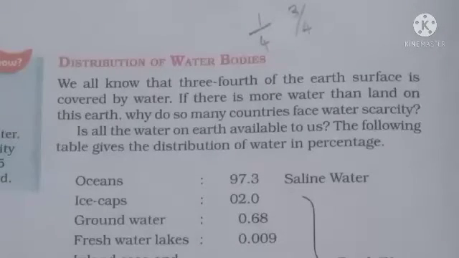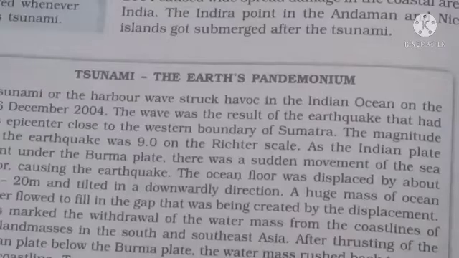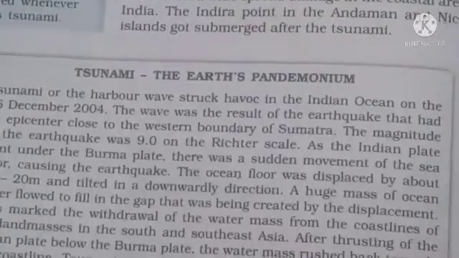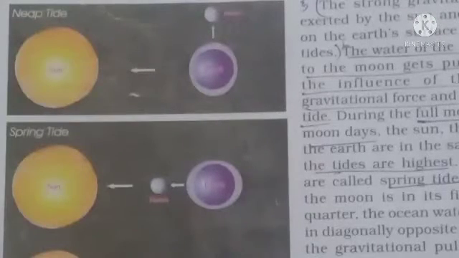Geography, Chapter 5, Water. In the previous classes, we learnt about the terrarium, distribution of water bodies, ocean circulation, tsunami, the earth's pandemonium, tides. There are two types of tides. One is neap tide and the other is the spring tides.